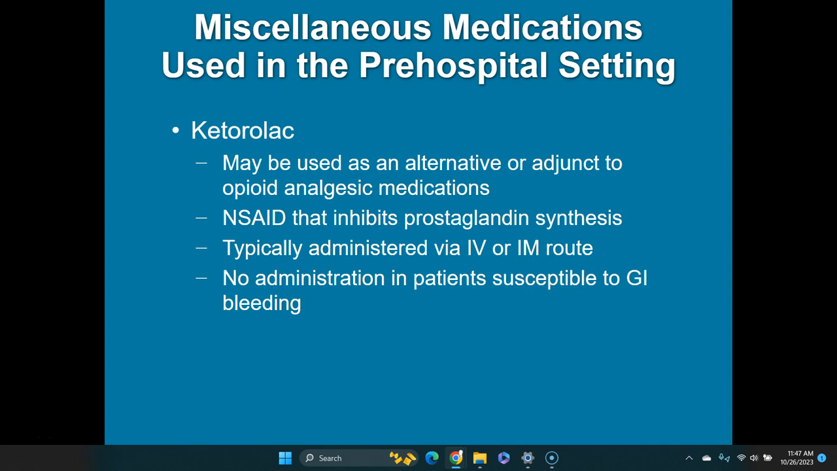Toradol is a great one for kidney stones. Very effective for treating people with kidney stones. And because of the way it's metabolized in the body and excreted in the body, if we're giving it to someone older, 55 years or older, we want to reduce that dose, typically from 30 milligrams down to about 15 milligrams or so, just because the older folks aren't able to get rid of that.